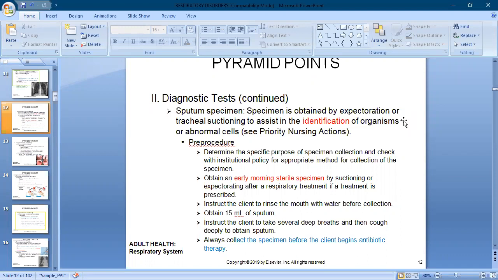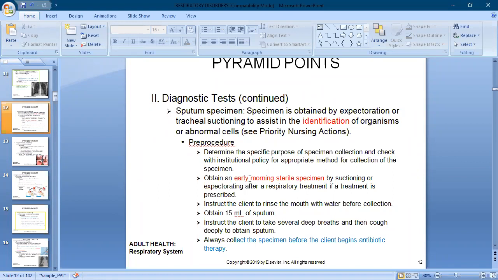So now preoperative, determine the specific purpose of the specimen collection, and definitely check with the institutional policy. So we have to talk to the patient about what we are going to do, take their permission, and follow the institutional policy guideline and also national guidelines. It is better if you collect the sputum in the early morning. And also keep in mind, you have to collect the sputum from the deep throat, tracheal secretion.